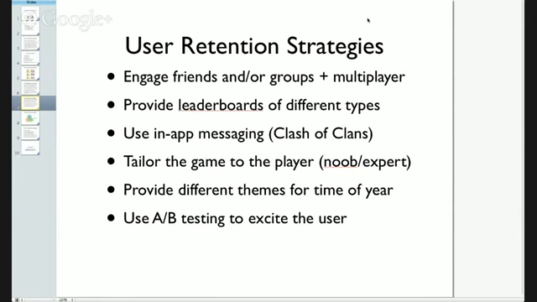So user retention strategies. Similarly, engaging friends in our groups plus multiplayer, providing leaderboards of not just one. There can be leaderboards of different types. So you're probably familiar with this, but how far do you take that leaderboard? In Clash of Clans, there were so many people playing that the leaderboard went out to the top 200. And I know a lot of people that would actually look at all 200 people. Wow.